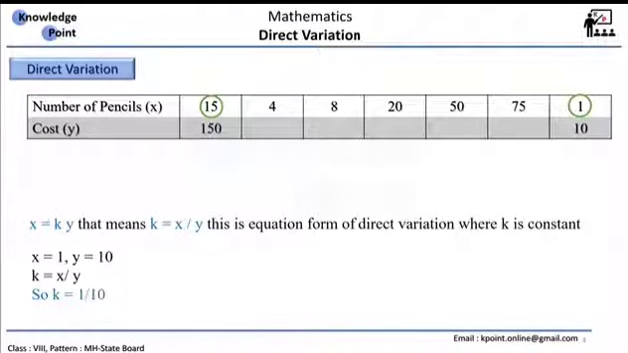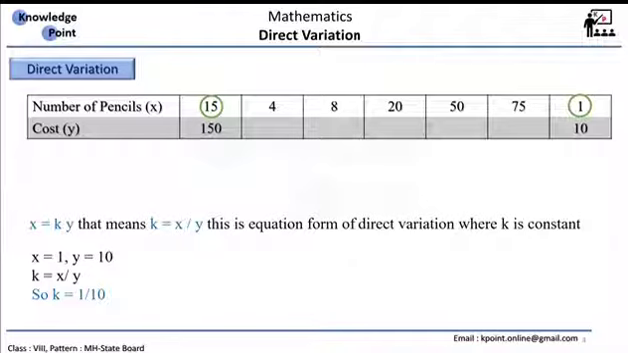Now let's try to solve this example. We know x is equal to 1, and we also know y is equal to 10. So k, which is a constant, is equal to x/y. So k is 1/10. So what value have we got? 1/10 for the constant.